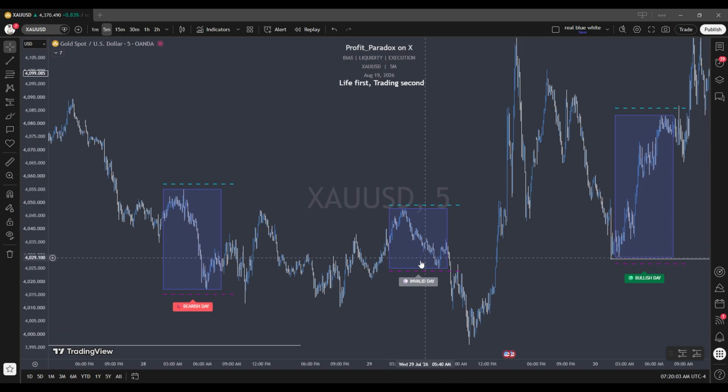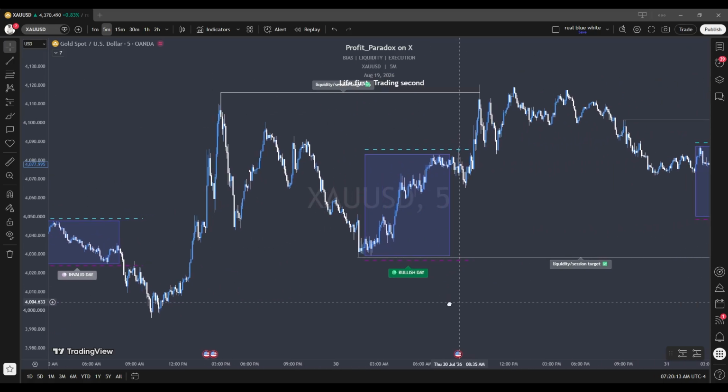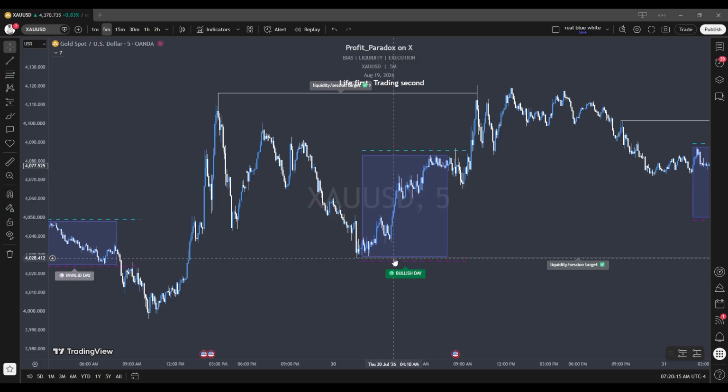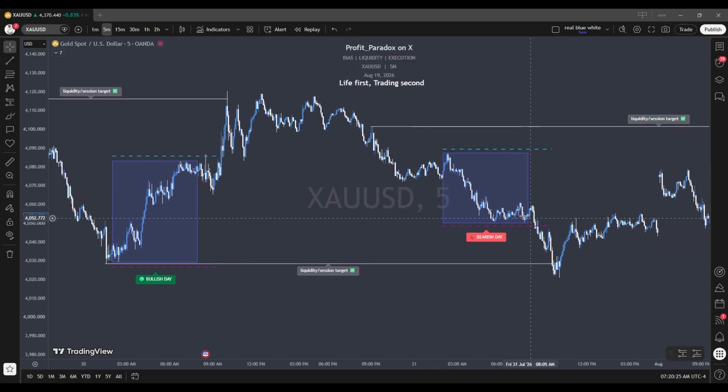And this day was an invalid day, so there will be no trade this day, but the trade from this day was still running and it hit the target and reversed. Now as for the next day, we had a bullish day right here, and price delivered straight up into what it marked as the session target, and we got a reversal. Pretty accurate.